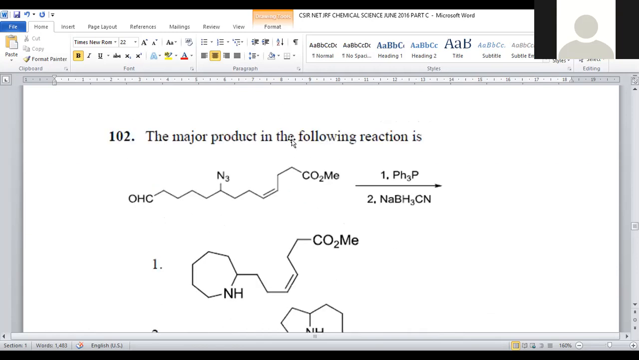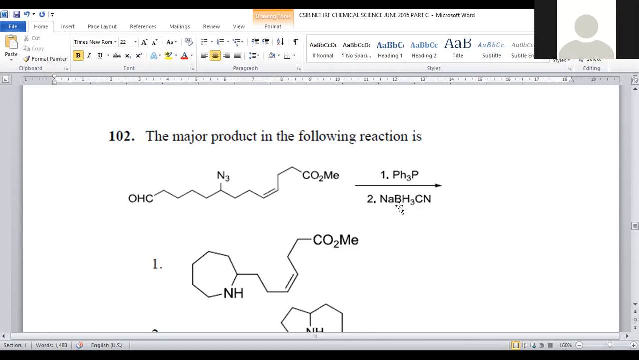In question number 102, the major product in the following reaction is asked. A very long chain hydrocarbon was given. At the terminal, we have a carbaldehyde. Here we have an ester functional group. An olefinic double bond is there. Here an azide functional group is there. N3 is known as the azide functional group. Now it is treated with triphenylphosphine, followed by sodium cyanoborohydride, which is a mild reducing agent.